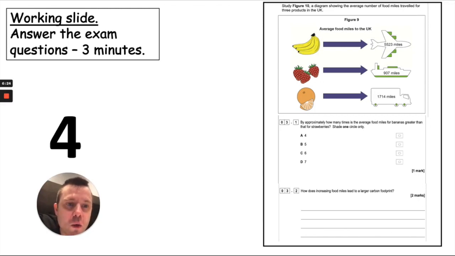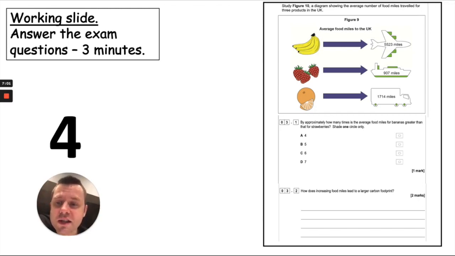So 3.1, approximately how many times is the average food miles for bananas greater than that for strawberries? Shade 1 circle. Okay, so if you've got a calculator, which you have in the exam, you should be able to work that one out nice and easily. Remember, to answer this question on the actual exam, for the one you're choosing, you just colour in the little circle or oval in the middle. Alright, next question, nice little 2 marker. How does increasing food miles lead to a larger carbon footprint? Alright, I think you're going to be able to do this one nice and easily.